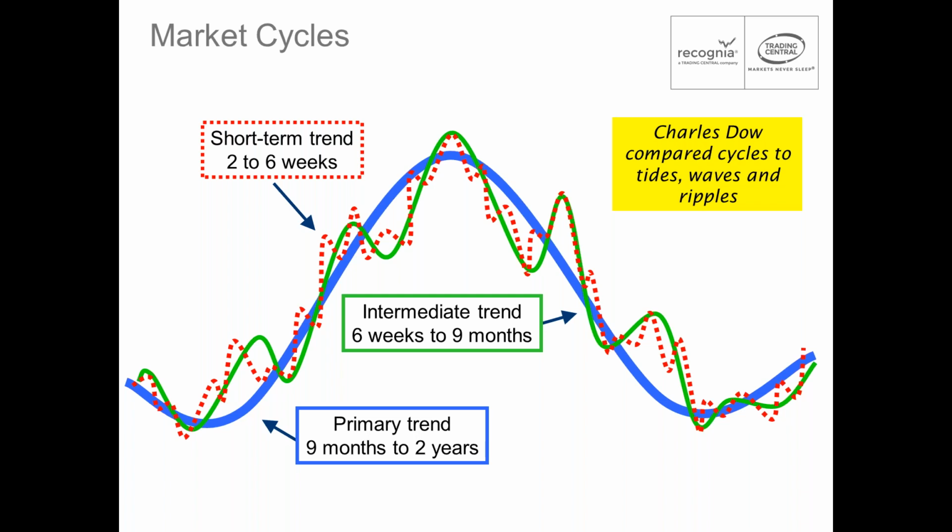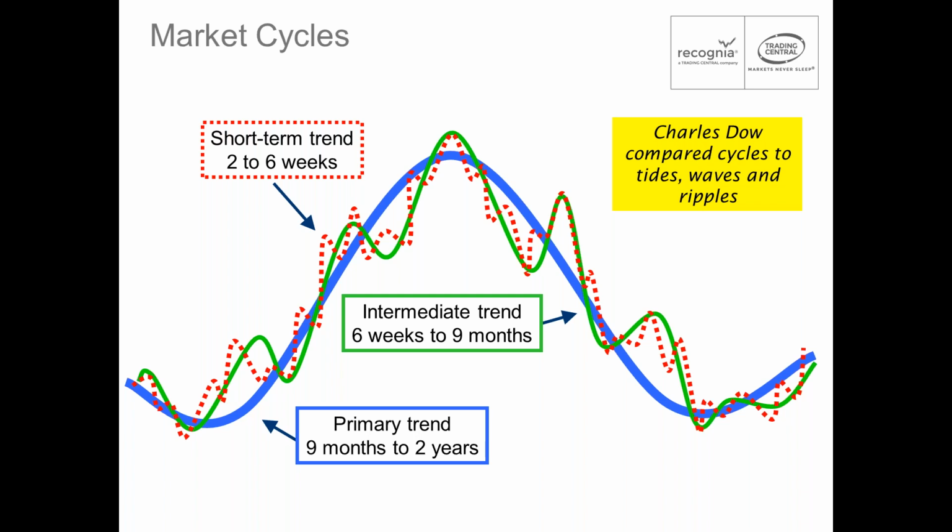And Dow observed the stock markets back in the late 1800s, and he believed that the markets tended to move in cycles. And Dow named those cycles the primary trend, that being the name for the trend that lasted anywhere from 9 months to 2 years. We have the intermediate trend, which is the green line in this picture, which is the trend lasting anywhere from 6 weeks to 9 months.